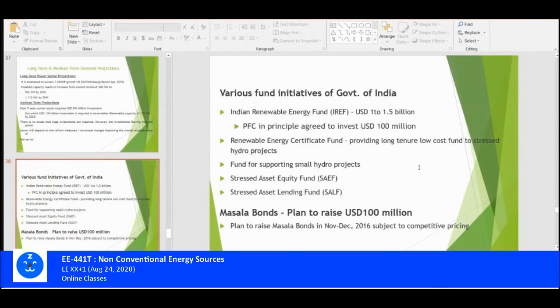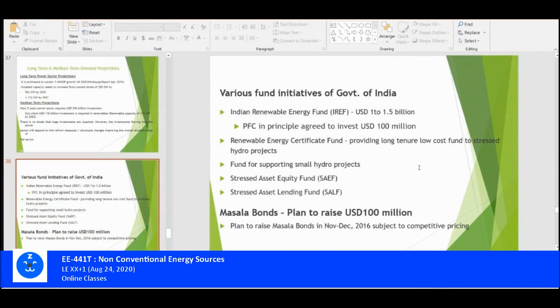Various fund initiatives of government of India, how do we wish to realize this much of capacity? Indian Renewable Energy Fund, 1 to 1.5 billion US dollar, and what we need, 118 billion US dollar investment for the renewable, and the government has provided only 1 to 1.5 billion dollar. Now there is an organization, Power Finance Corporation, that has been entrusted to invest 100 million US dollar. So still we do not have enough funds.